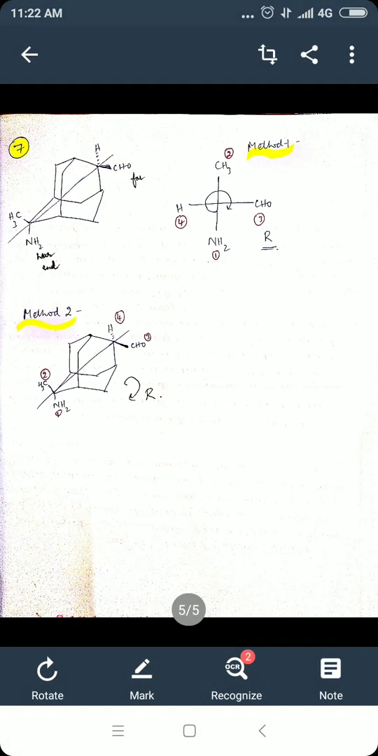Now similarly, I have given one more example. So this is it for the adamantanes and assigning the RS configuration.